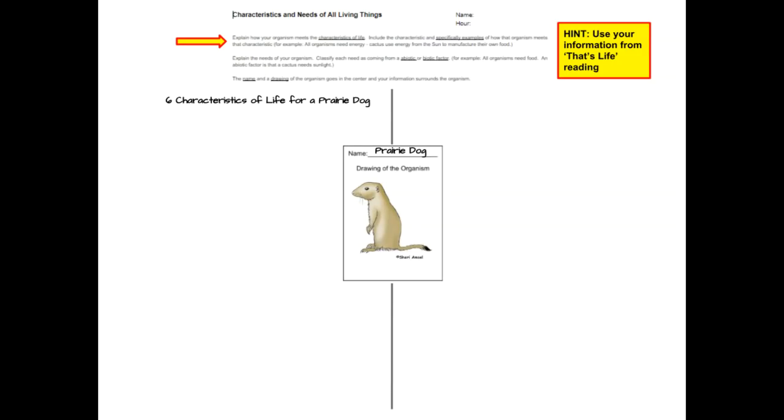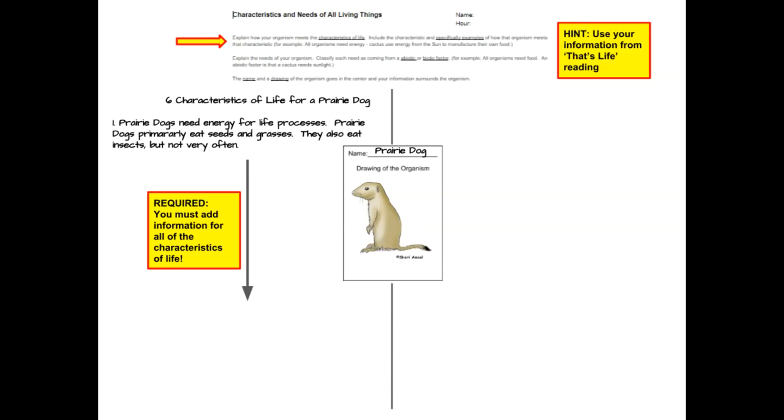For example, all organisms need energy. An example I chose was cactus. Cactuses use energy from the sun to manufacture their own food. A hint, use your information. You did the work, and that's life. Now it's time to apply that information in a small little project.